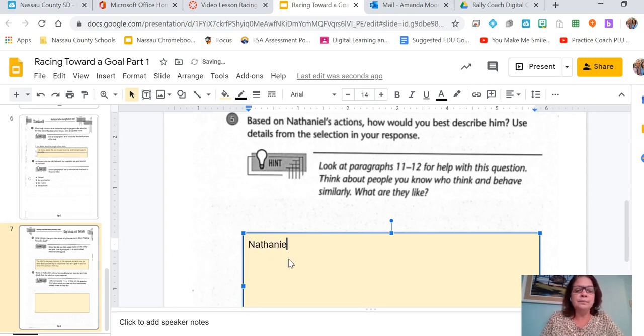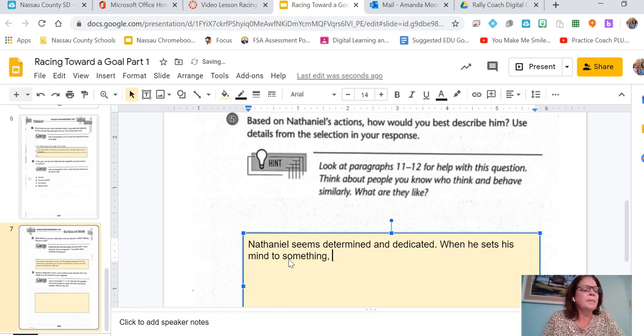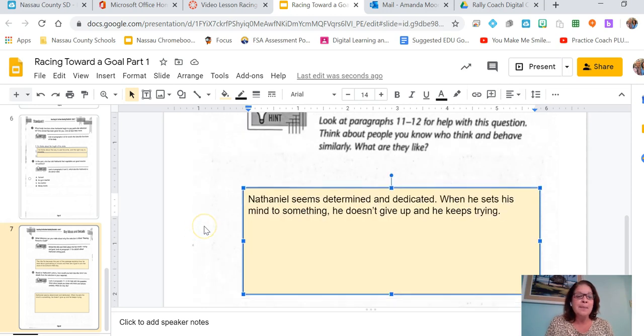Nathaniel seems determined and dedicated when he sets his mind to something. He doesn't give up and he keeps trying. He didn't even have a track team at his school, but he wanted to accomplish his goal, and so he made a way to make it happen.